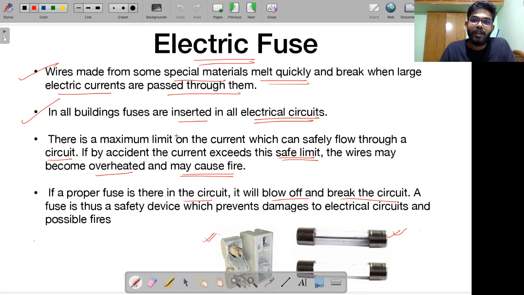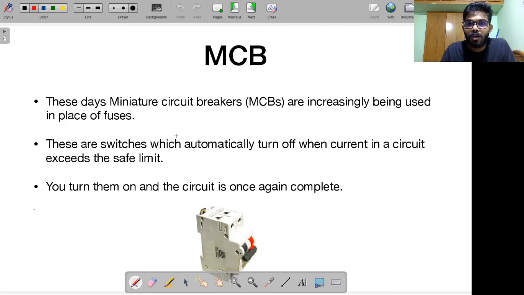But nowadays, it's very surprising to see that we don't use fuses. Even if you open the mains in your house, you will have something called MCBs nowadays. What are these MCBs? These are called miniature circuit breakers. Because there is a short circuit or something, this trips down, this falls down, right? These MCBs are increasingly being used in place of fuses. What exactly are these? They look like this. Okay? They automatically turn off when the current in an electric circuit exceeds a safe limit.